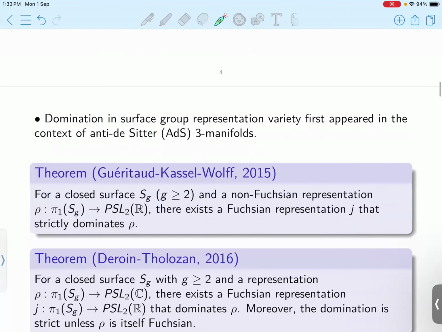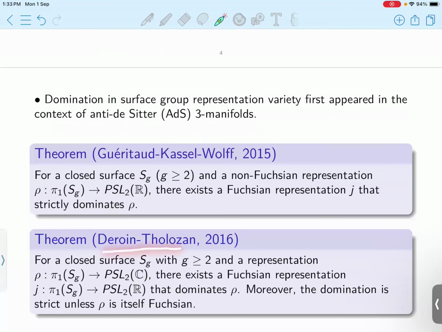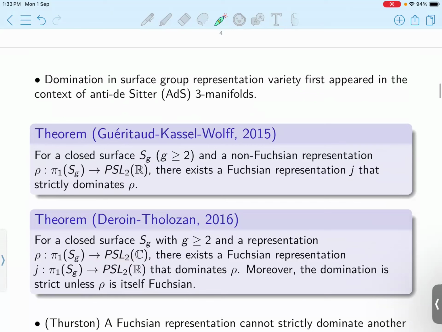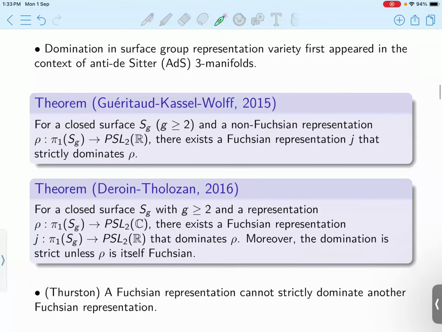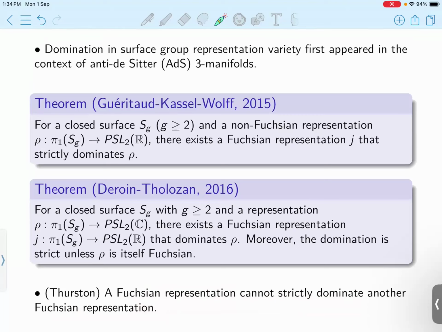Around the same time, Deroin and Tholozan extended the result to surface group representations in PSL2C. Their proof is analytic and involves harmonic maps. Let me mention here that a Fuchsian representation cannot strictly dominate another Fuchsian representation, and this is due to Thurston. Now, all these results were done for closed surfaces.